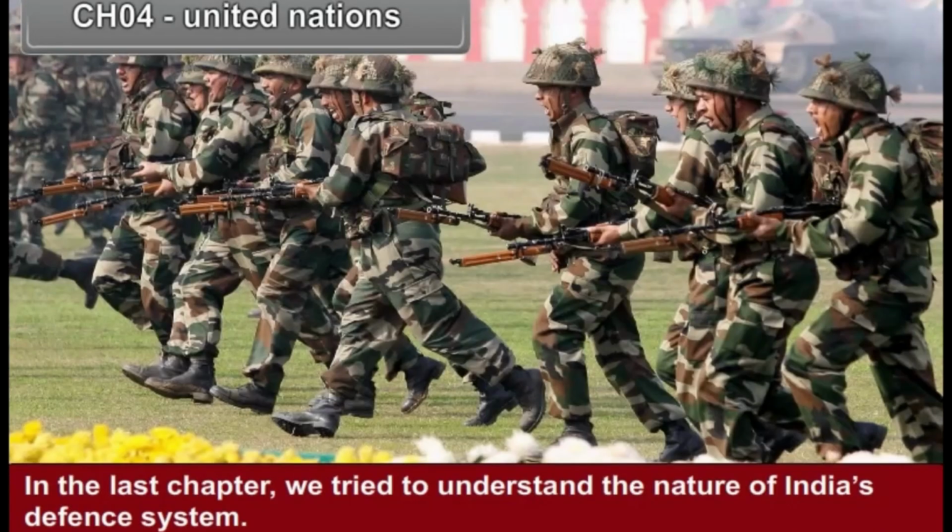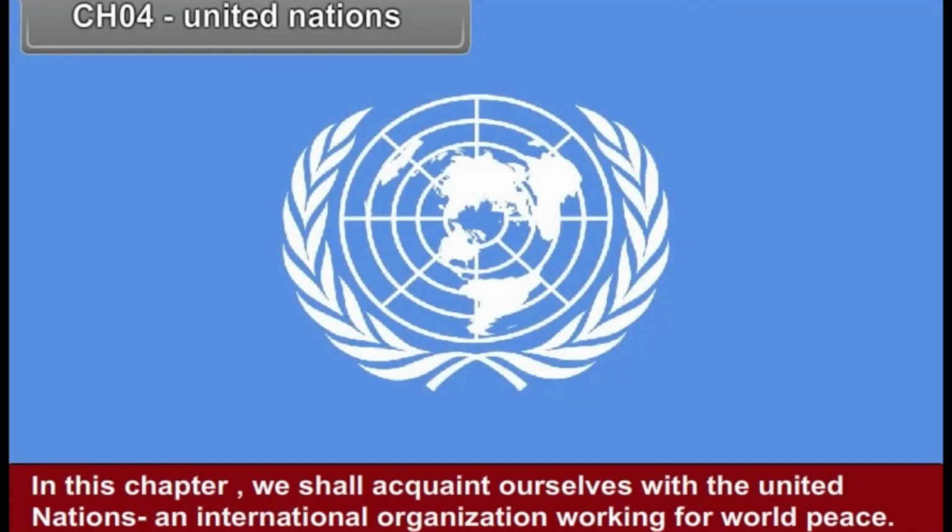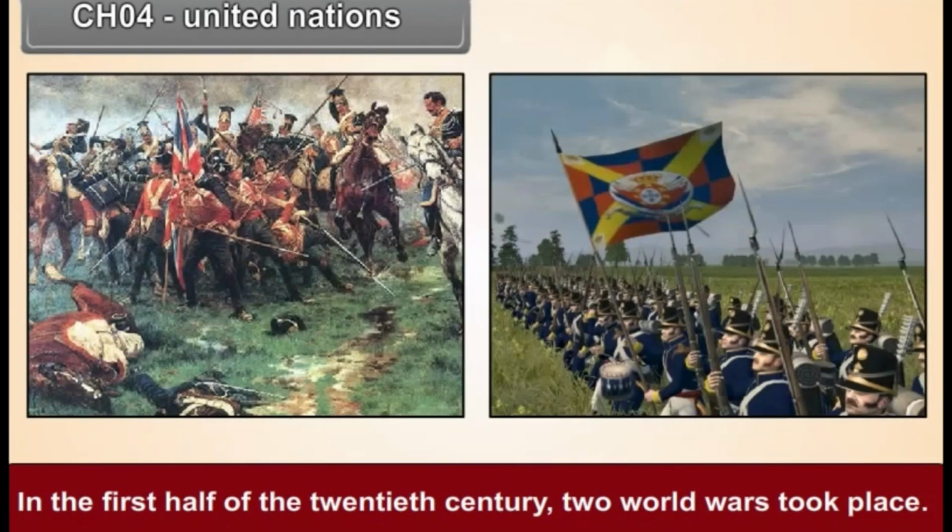Chapter 4, United Nations. In the last chapter, we tried to understand the nature of India's defense system. In this chapter, we shall acquaint ourselves with the United Nations, an international organization working for world peace. In the first half of the 20th century, two world wars took place.